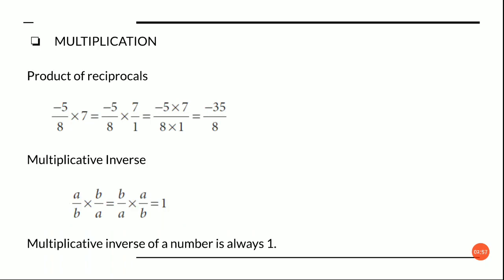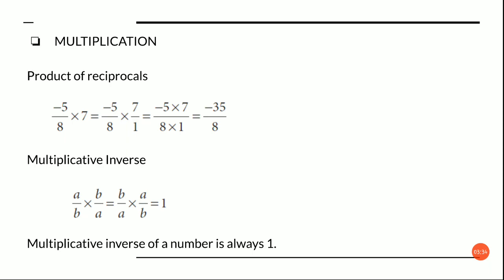Now, multiplication. First thing, product of fractions. If they give you a fraction and ask you to multiply with another fraction, what should we do? Directly multiply the numerators and multiply the denominators, and write the final answer. That is what we usually do. Now for example, minus 5 by 8 is given and we are going to multiply it with 7. It means there is 1 in the denominator. So can we directly multiply? Minus 5 into 7 will give you minus 35, and then 8 into 1 will give you 8.